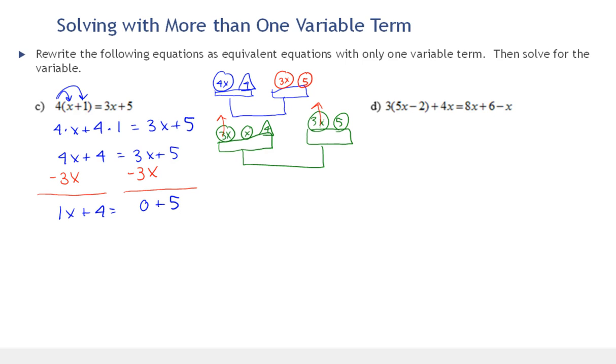So now, typically, again, we don't write the 1x. I just wanted you to see how I got 4 minus 3. We just write this as x plus 4. And typically here we subtracted and got 0, but we don't usually write the 0. 0 plus 5 is 5. Now this is an equivalent equation, and we can solve this.